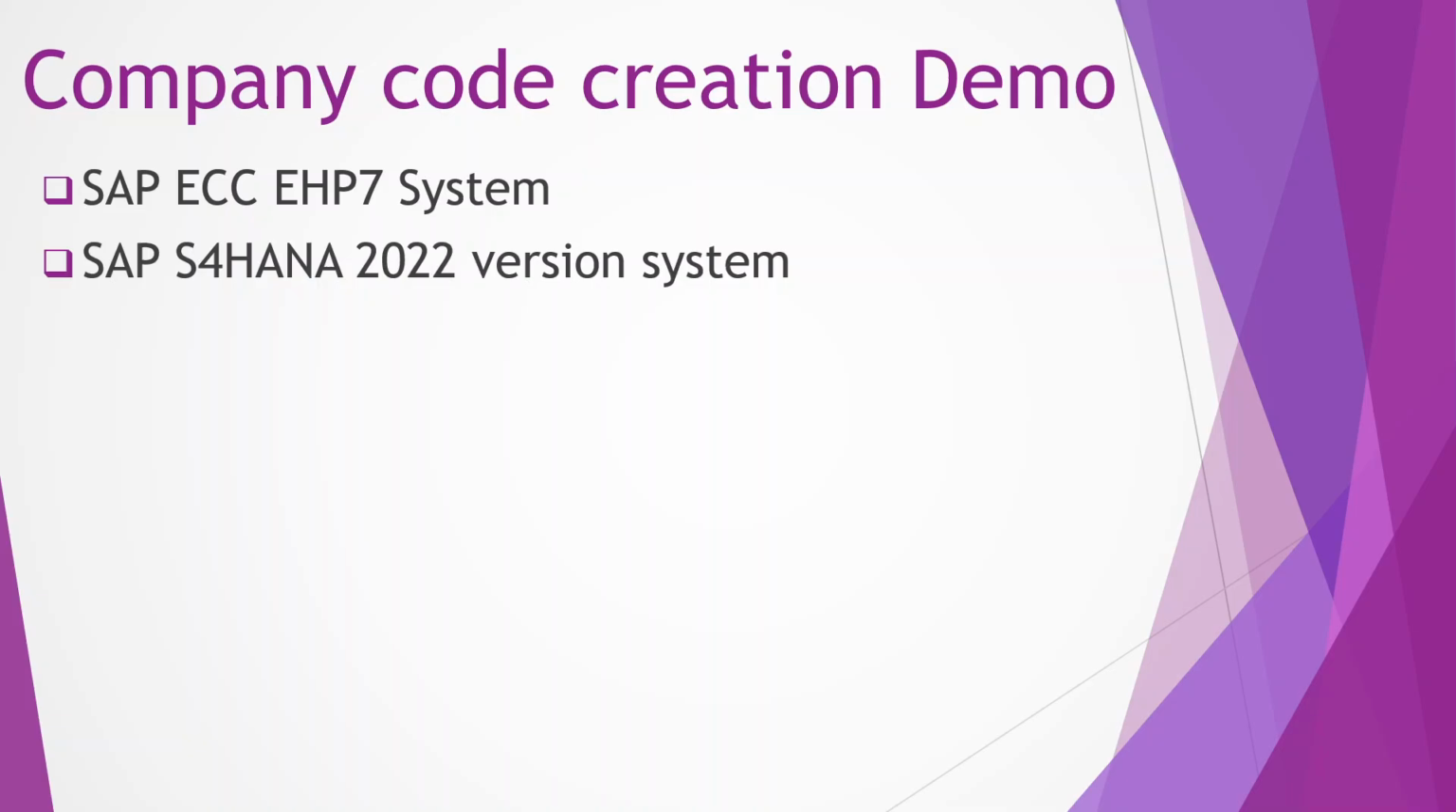Now here we will see the company code creation in the demo system. First we will see in the SAP ECC EHP7 system, and then we will also see in the SAP S4HANA 2022 version. So we will see setup of a company code, and we will also see the creation of a transport request in the system.